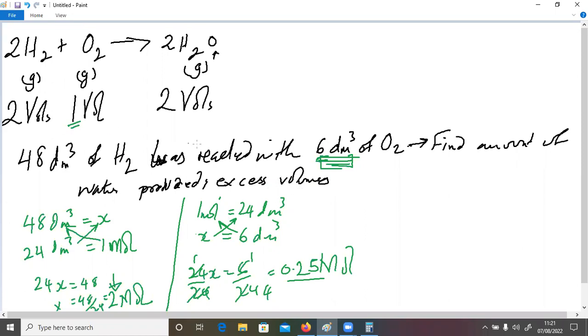So we can come here using our dm cubed, because we remember we said for volumes of gases, whether we go by volumes or by the number of moles, it's the same thing. So to avoid using the calculated figure, I'll go with the volume. I know I have 6 dm cubed of oxygen. How much hydrogen is it going to react with? It can only react with 12 dm cubed of hydrogen. Why? 1 volume reacts with 2 volumes. So 6 dm cubed reacts with 12. 1 you multiply by 2 to get 2, 6 you multiply by 2 you get 12.